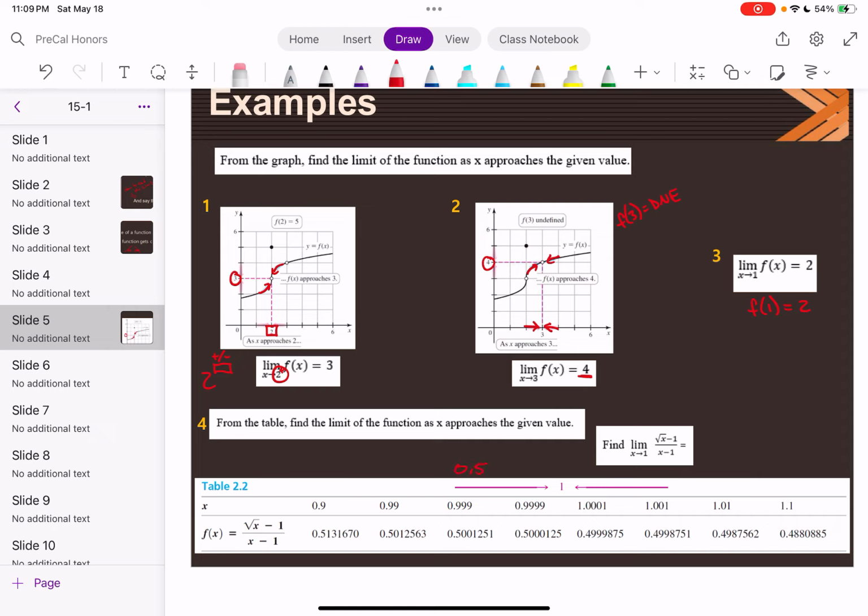We take a look at the right side, 1.1, 1.01, 1.001. Notice we are getting closer to 1. And on that right-hand side, what is occurring with the y values is that we are once again getting closer to 0.5. So 0.48, 0.49, 0.499, 0.4999. In this case, this side would also go towards 0.5. Our answer here would be 0.5.